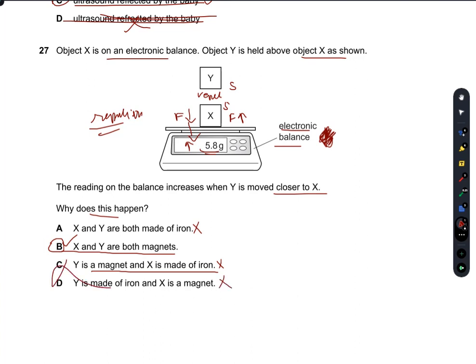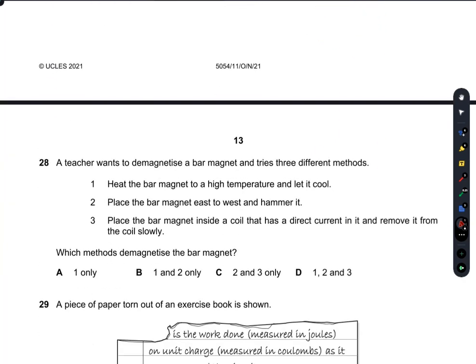They would not attract or repel. So B is the right answer. A teacher wants to demagnetize a bar magnet and tries three different methods. These are the three methods. Which methods demagnetize the bar magnet?